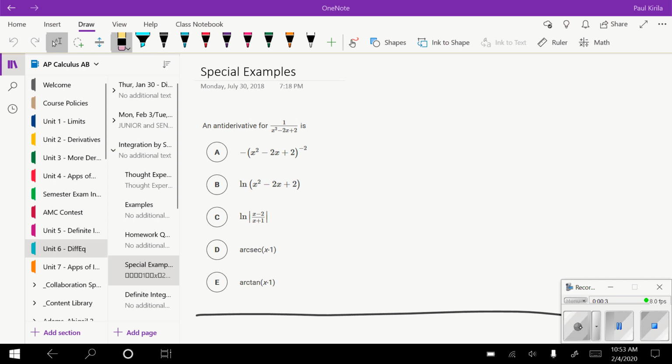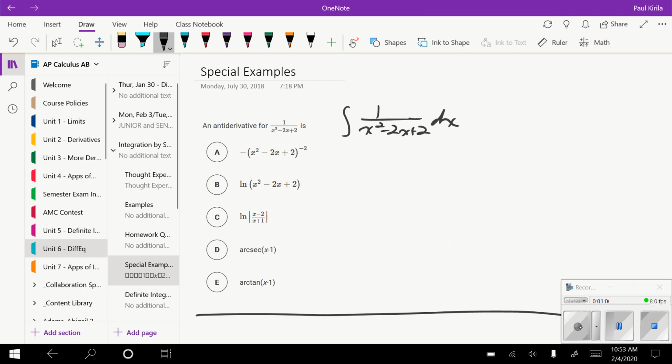So for example here, 1 over x squared minus 2x plus 2, and I want its antiderivative. This is a multiple choice. You could just take the derivative of each of these and see which one gives you a simplified derivative of what we're starting with. But if I wanted to find this directly, what I'm being asked for is the integral of 1 over x squared minus 2x plus 2.